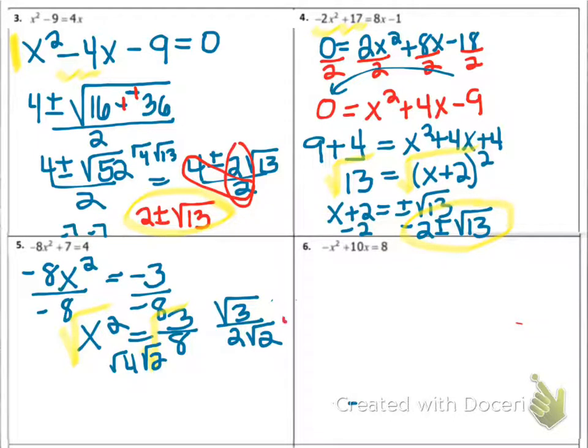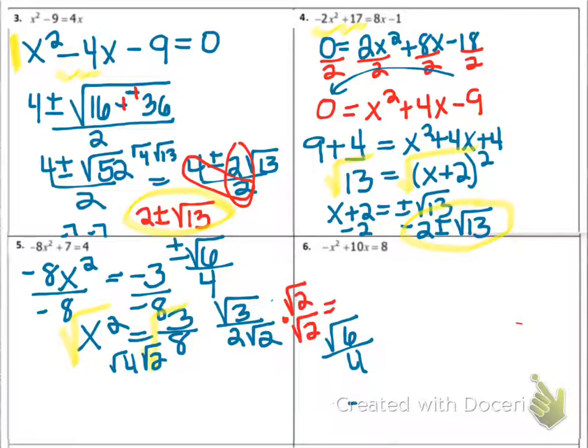Just like we talked about, you can't have radicals on the denominator. So what we're going to have to do is multiply the top and the bottom by the square root of 2 to get rid of that radical. That changes my answer to the square root of 6 on the top, and on the bottom, 2 times the square root of 2 times the square root of 2. The square root of 2 times the square root of 2 is the square root of 4, which is 2, and 2 times 2 is 4. So that gives us the square root of 6 over 4, and that's plus or minus. And those are our 2 solutions.